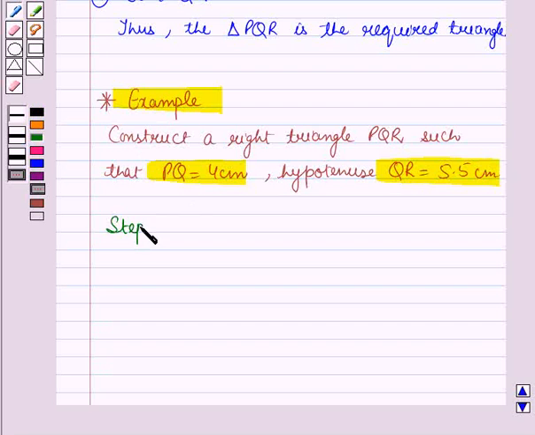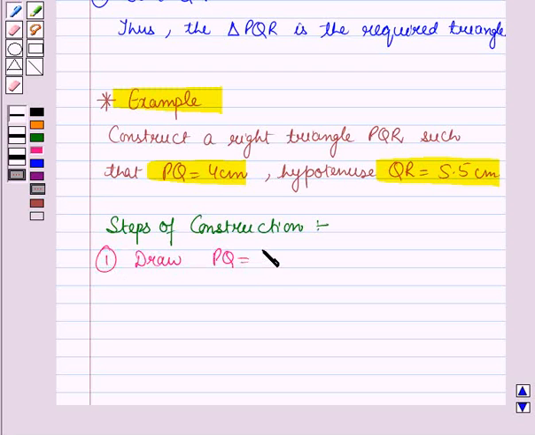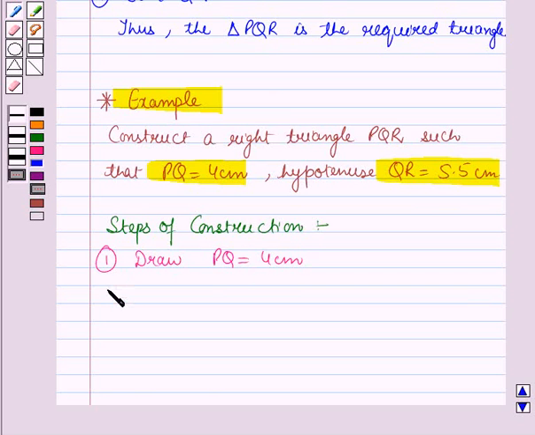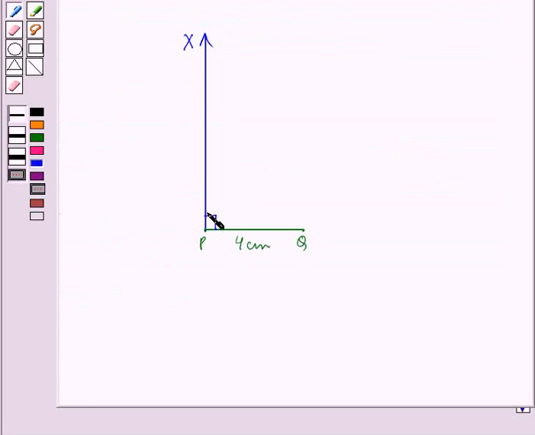And now we will start with the steps of construction. In the first step, draw PQ equal to 4 centimeters. So we have drawn PQ equal to 4 centimeters. Now in the second step, at P, draw an angle XPQ equal to 90 degrees. So we have drawn at P, angle XPQ equal to 90 degrees.